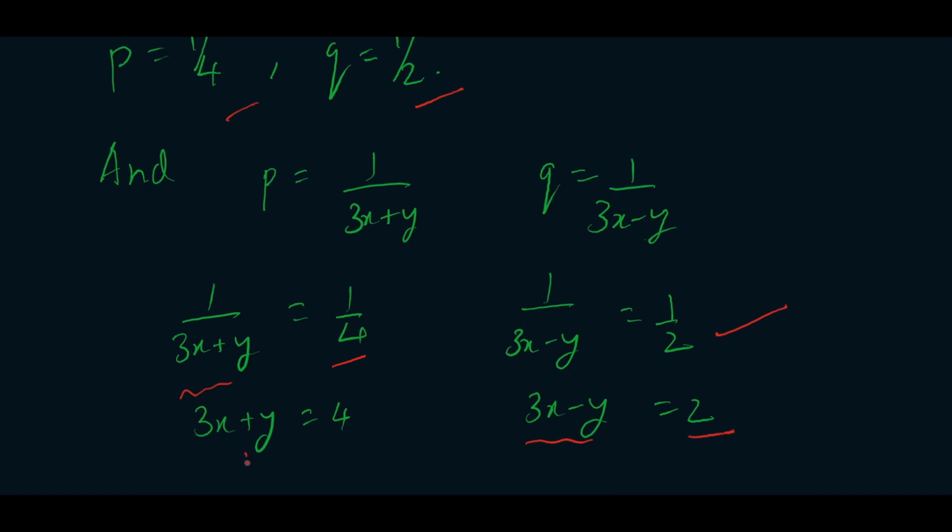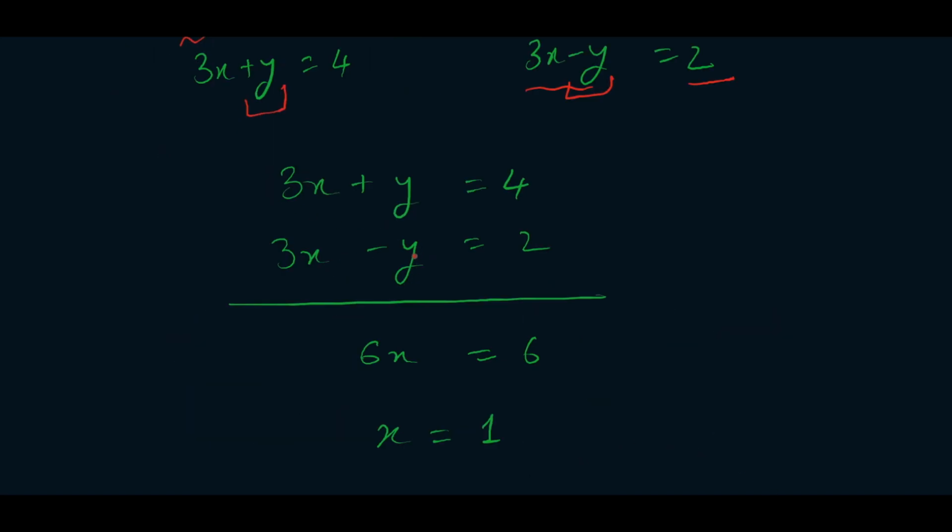Now we see here that the coefficient of y here is plus 1 and the coefficient of y here is minus 1. So you can add these two equations and get the value of x. So now we add these two equations. Plus y and minus y get cancelled out. This gives us 6x equals 6. So the value of x is 1.